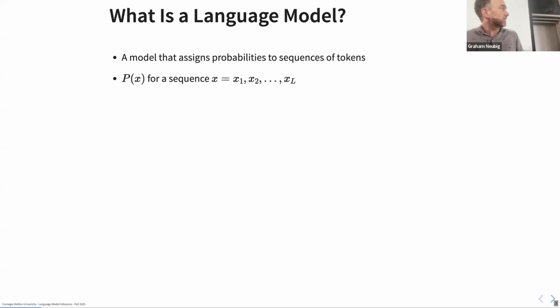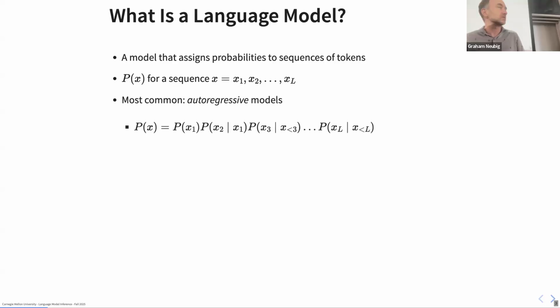So we're calculating the probability of X for a sequence where the sequence is X1, X2, all the way up to XL. The most common method, it's not the only method, but the one we're going to be talking about most of the time, is autoregressive models. Autoregressive models decompose like this, where we have the probability of the next token given the previous tokens. So P of the whole sequence is the probability of the first token, and then the probability of the second token given the first token, the probability of the third given the previous ones, et cetera.